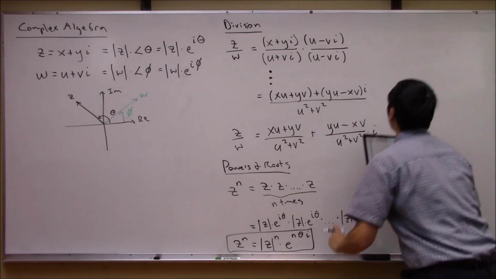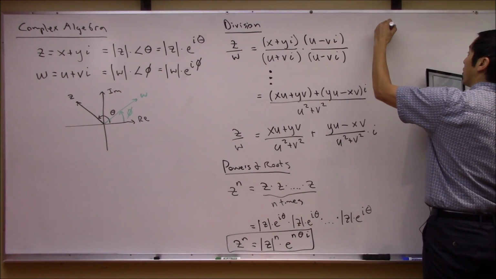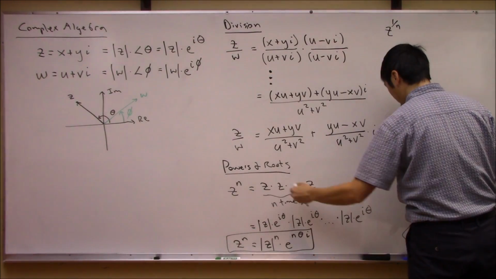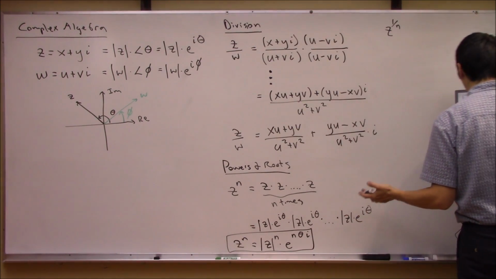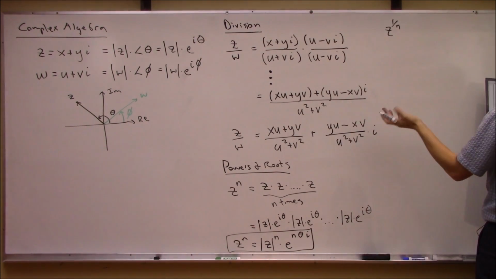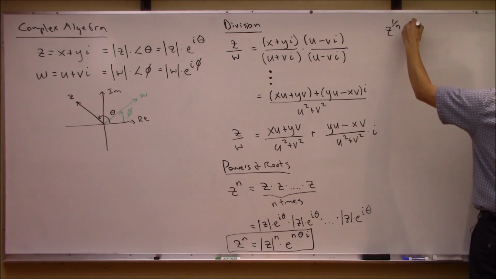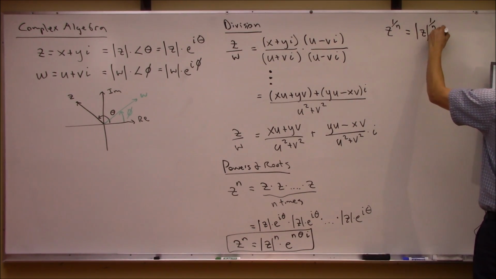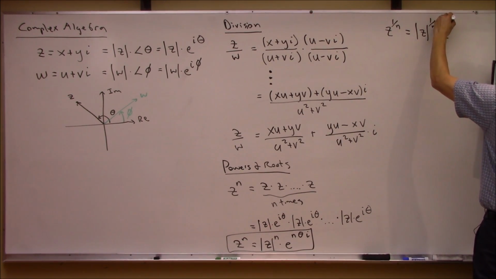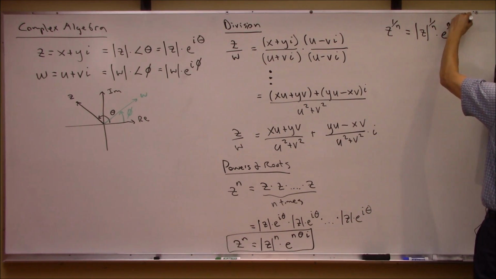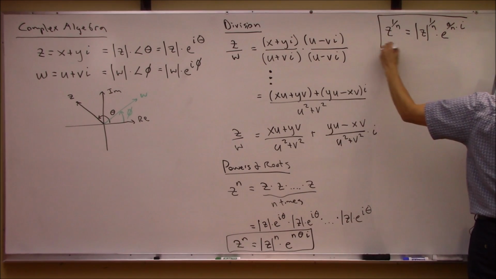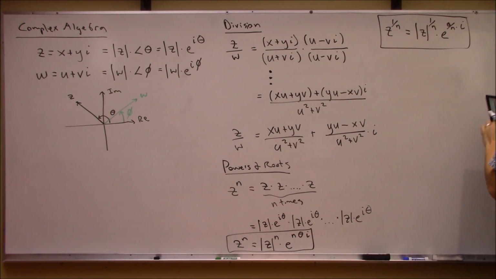How about roots? So you want to take z to the 1 over n, the nth root of the complex number z. Well, this is really just a power, except the power, instead of being a positive integer, is a fraction. So it's basically the exact same thing. You're going to end up with magnitude of z to the 1 over n, times e to the theta over n times i. So that's basically all we're going to end up with. Okay, so there you go. That's how to do powers and roots.